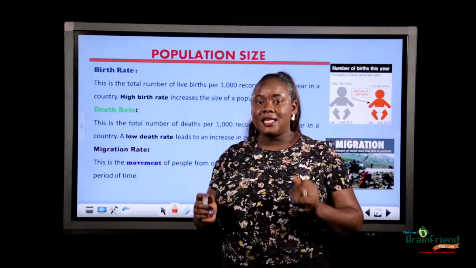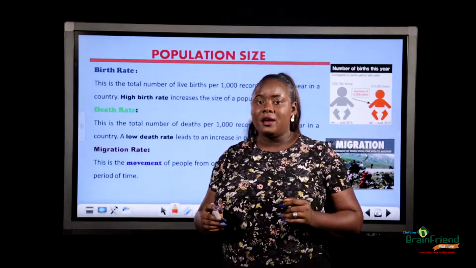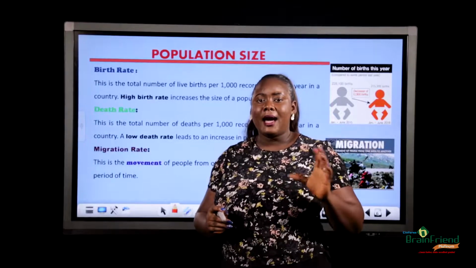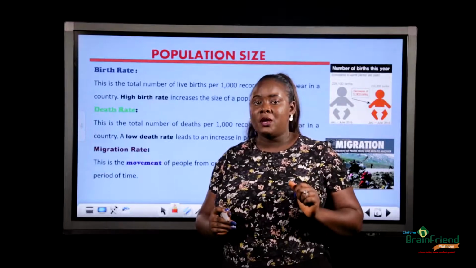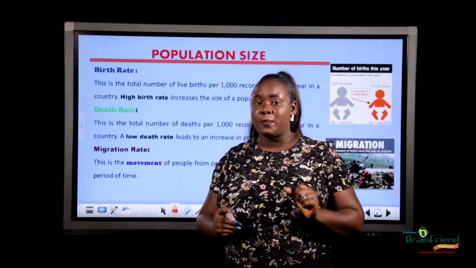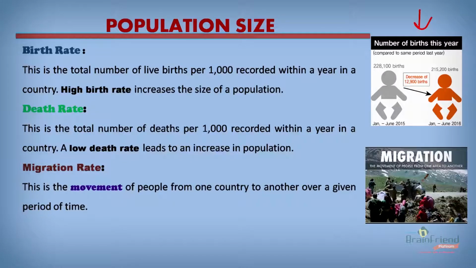Birth rate. This is the total number of live births per 1,000 recorded within a year in a country. High birth rates increase population, whereas low birth rates decrease population. We can see from this image that within this period we had about 228,100 births, and within this other period we had about 215,200 births. There was a decrease from 2015 to 2016 by 12,900 births. With this, you can see that there was a decrease of 12,900 births within these 2 periods.